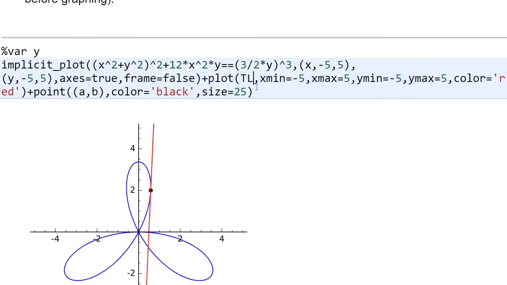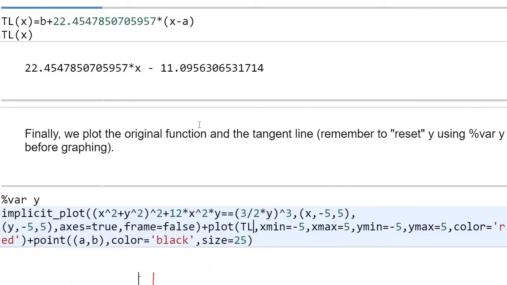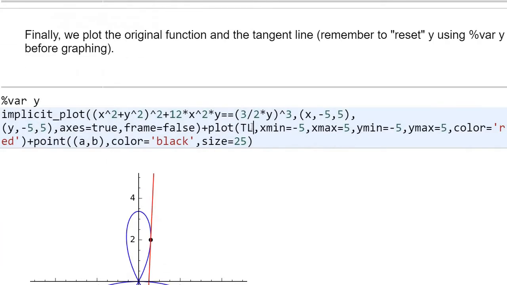I put TL here. We define TL, so if you redefine it for your assignment, you don't have to type anything here. It's already TL. I put the point as A and B, so if you use the A and B like I did, it's already defined. You don't have to change anything. So on your assignment, you can copy and paste this whole chunk, and all you need to do is replace this formula with the formula in your assignment.